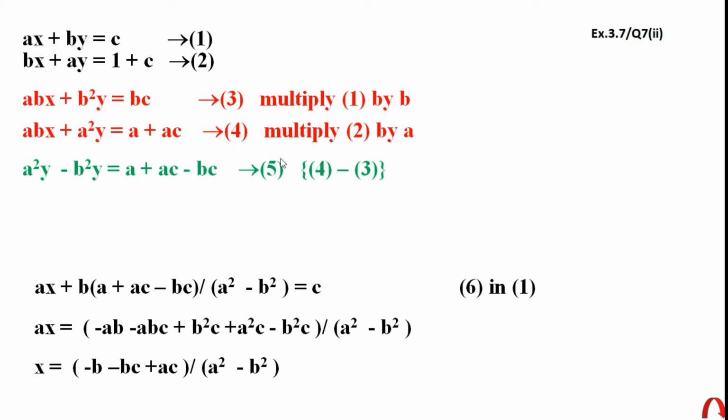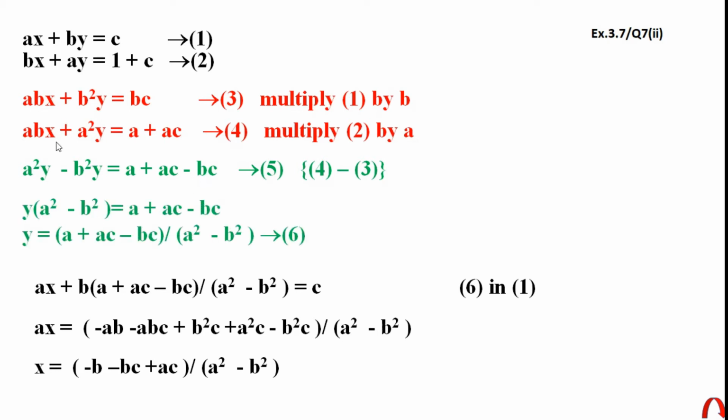When we subtract the equation 4 minus 3, we get the fifth equation. So we get a square y minus b square y is equal to a plus ac minus bc. Then y is common, so it becomes y, a square minus b square is equal to this much. So y becomes this entire thing in a bracket divided by this. This is equation number 6 and this is the value of y.